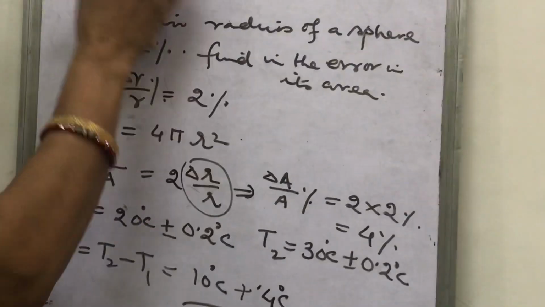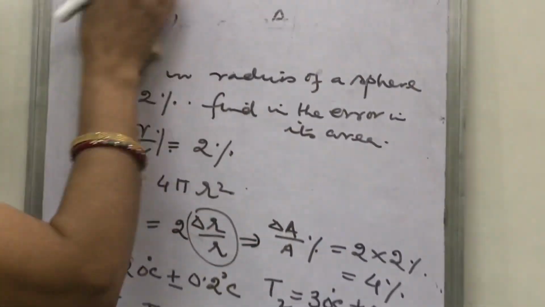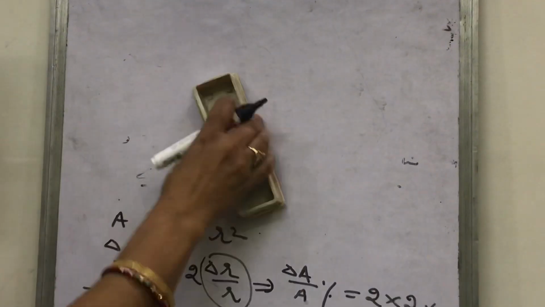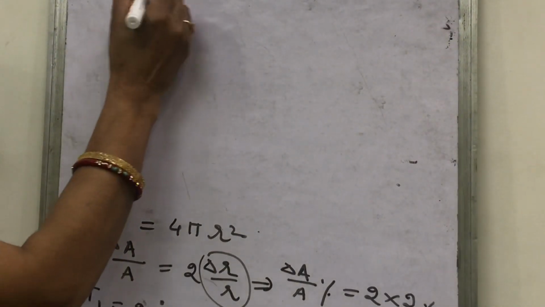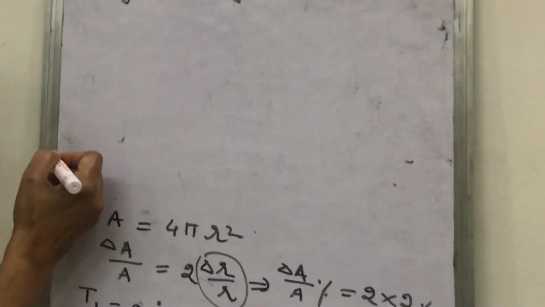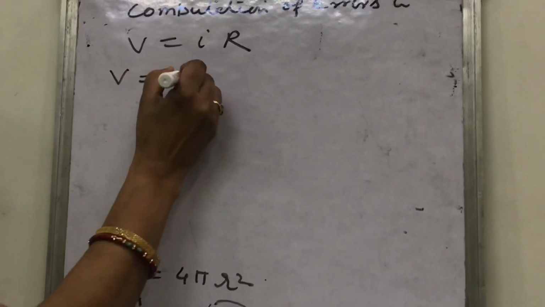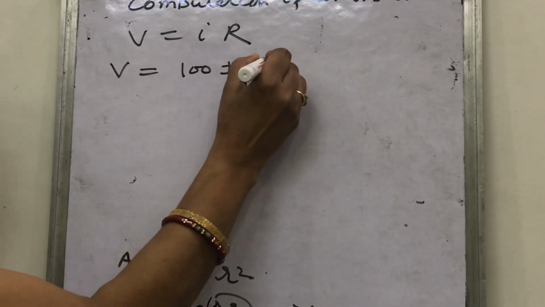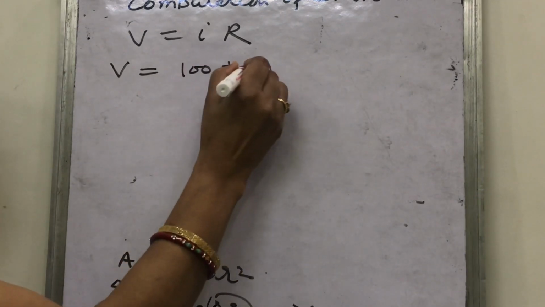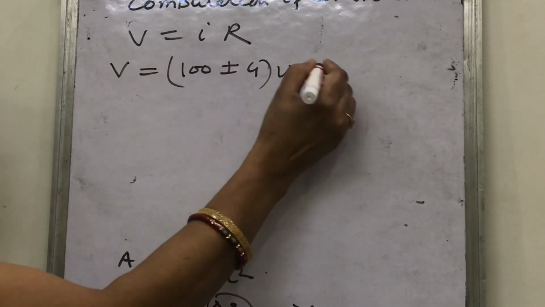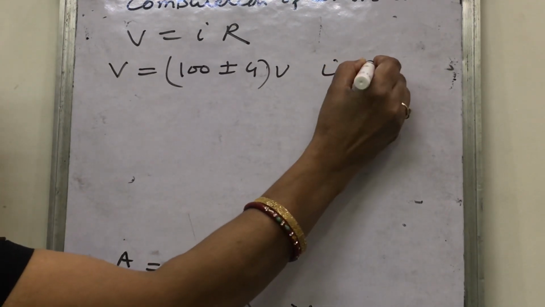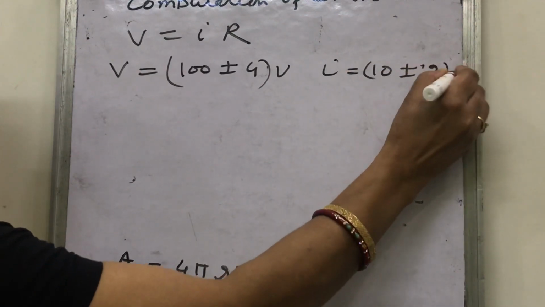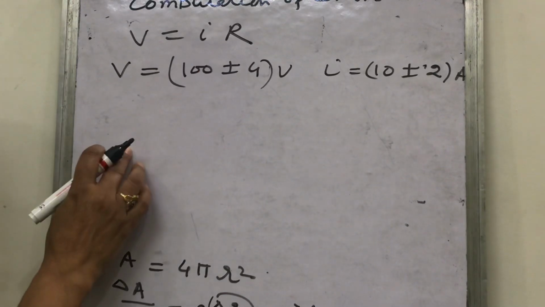So many examples are given, because if I am giving the example, how will I continue further? There are so many things which I have to tell. One more example: V equal to IR. Suppose V is given as 100 plus minus 4 volt, and I is given as 10 plus minus 0.2 ampere. Find the percentage error in R.